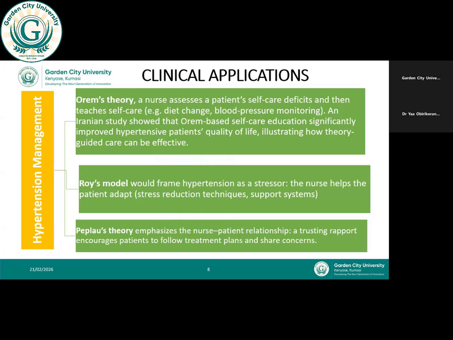It's a study that was conducted in Iran, and it shows that Orem-based self-care education significantly improved hypertensive clients' quality of life, illustrating how theory-guided care can be effective. This one I have personally used; I took some courses at Legon. I've personally used Orem's self-care theory to manage a patient who was non-adherent to their medications.